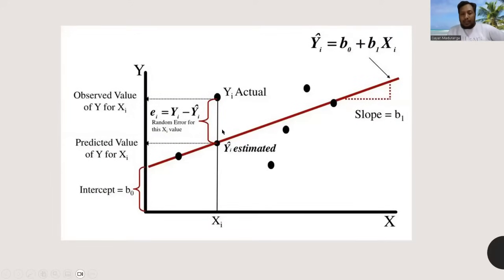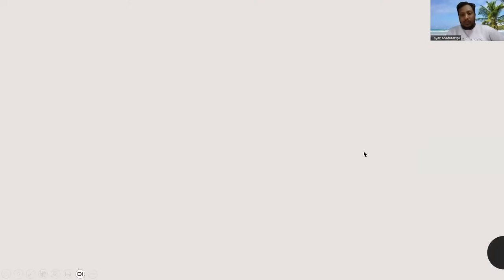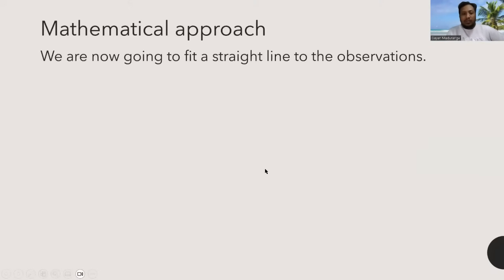In this graph you can understand. This is what we call the error, and this error will be positive, and when you come down, this error will be negative, and when we add these together, they will cancel each other. So in order to avoid that problem, we square the error terms. Right, let's move on.